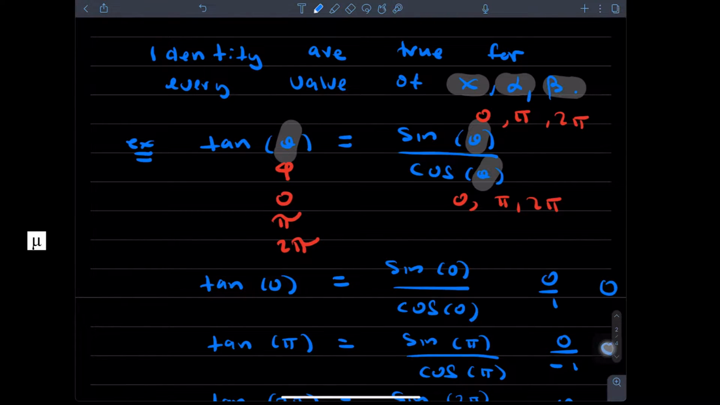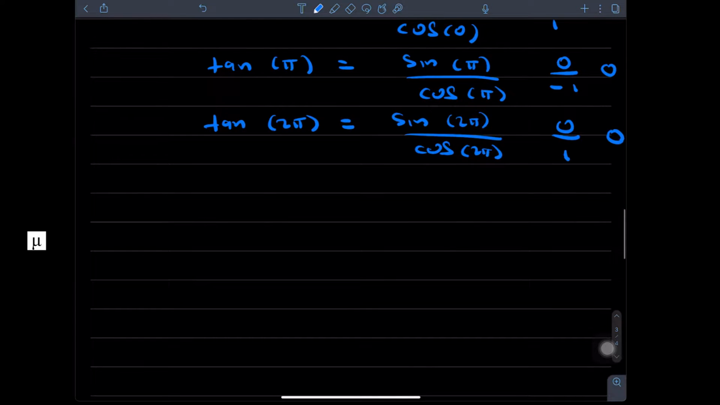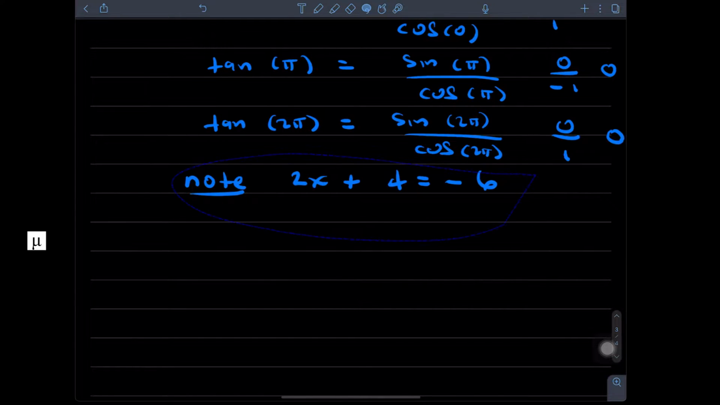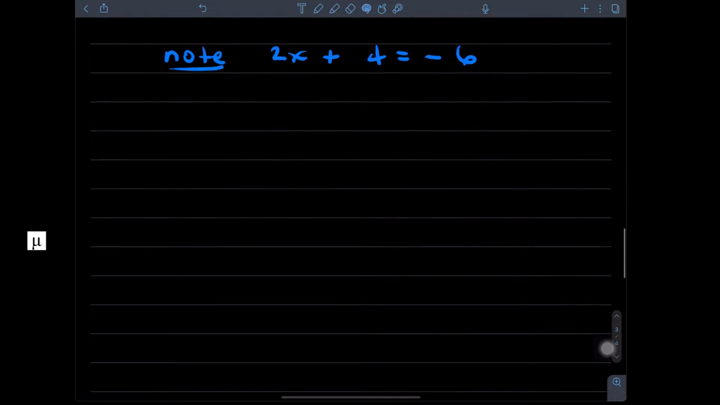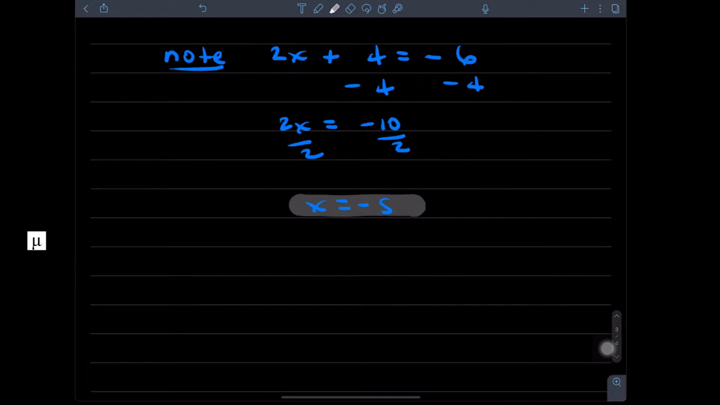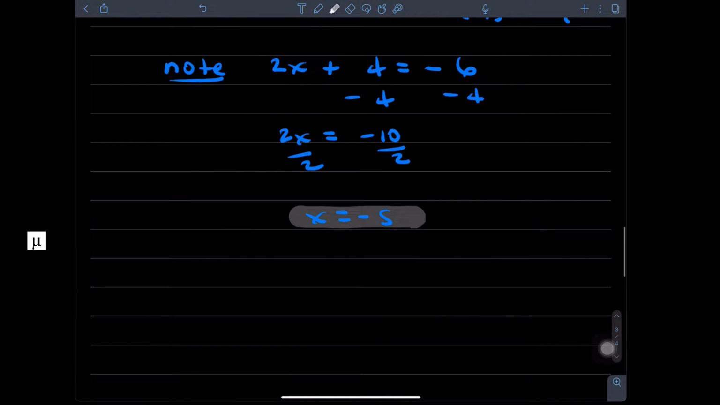So what I'm saying is identities are so special that it doesn't matter what you plug in, they're true for every value of x or theta or any variable. That's compared to an equation. I want you guys to know equations are different. If I said to you 2x plus 4 equals -6, and you had to solve that, I can solve it using those properties: subtract 4 from both sides, 2x is -10, divide both sides by 2, and you get x is -5.